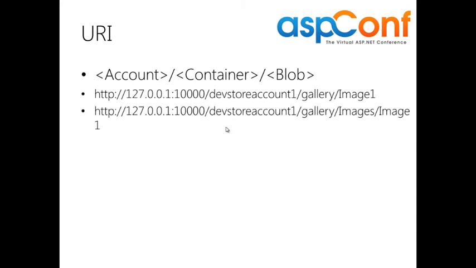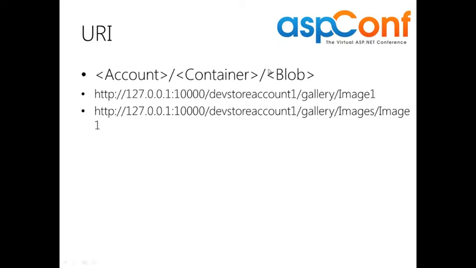You can reference it through the REST interface, http://. In this case I'm using something locally on my machine, so I've got local storage, that's the name of my account. So this part here is my account. This right here, gallery, is my container, and this is the blob name, image1.